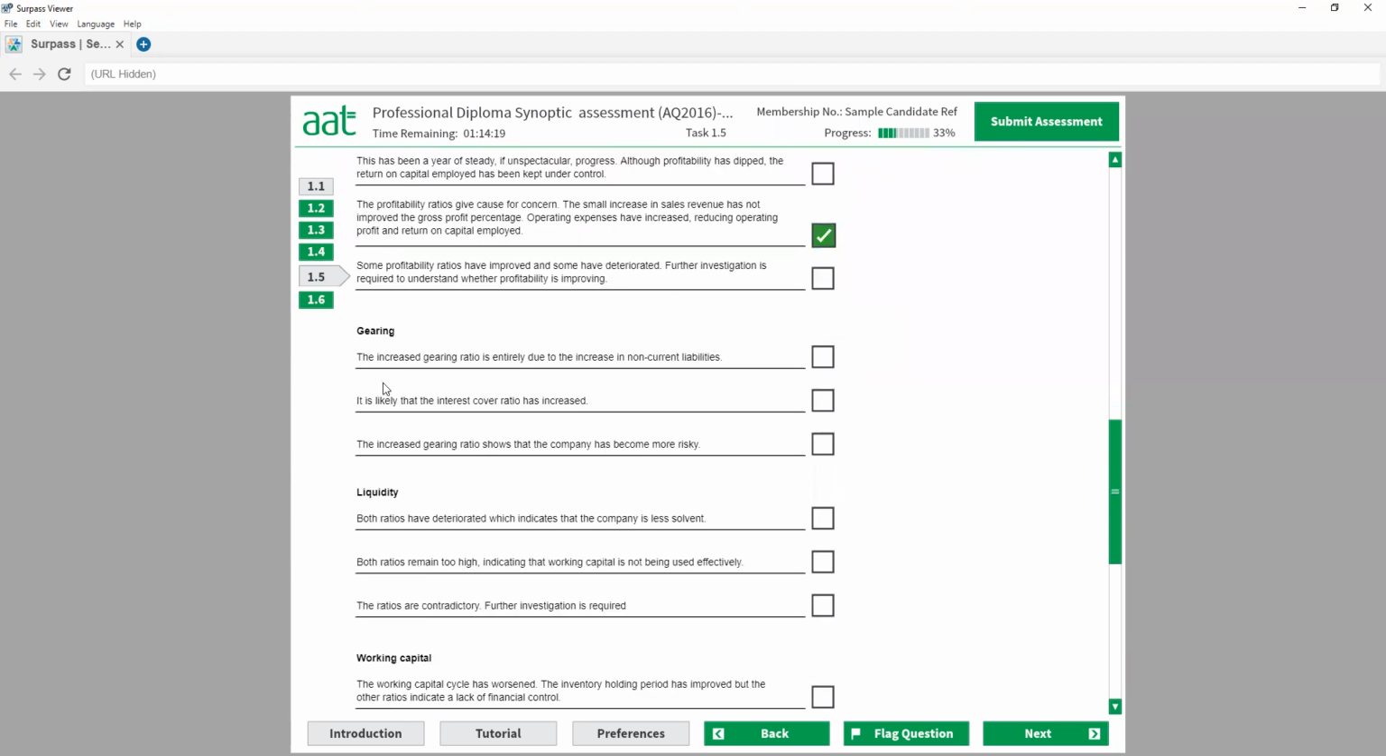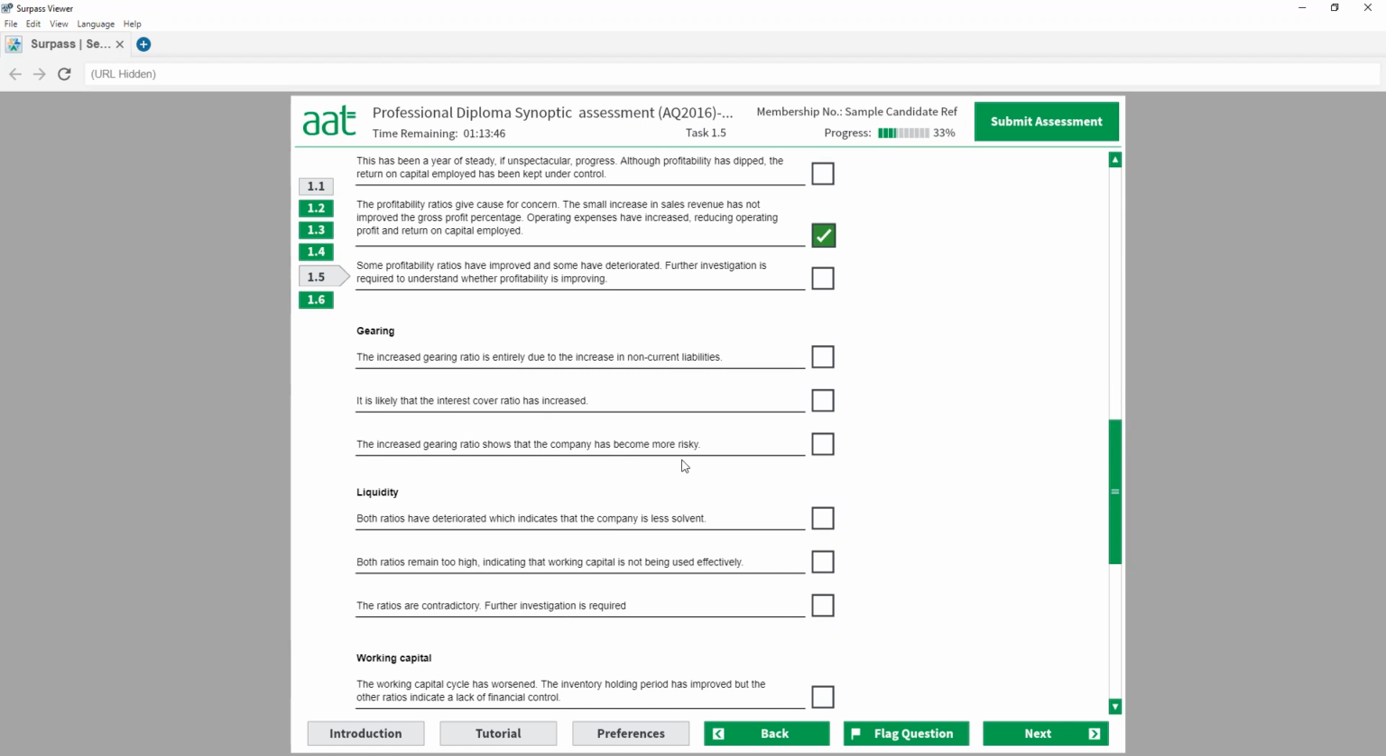Then we have the gearing. Gearing means debt divided by equity. So if I borrow a lot of money for the business, my gearing will be high. So high gearing is not good for the company. Even low gearing is not very good for the company. So it should have a balance. The increased gearing ratio is entirely due to increased non-current assets. Then we have, it is likely that the interest cover ratio has increased. The increased gearing ratio shows the company has become more risky.